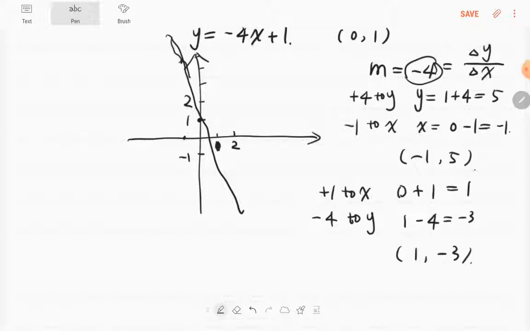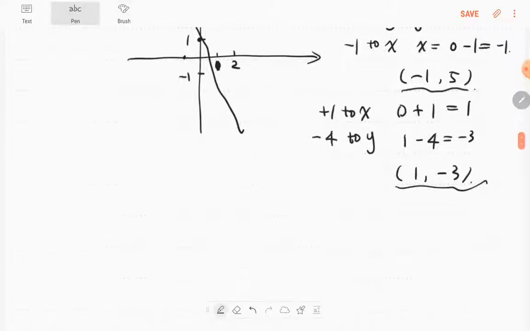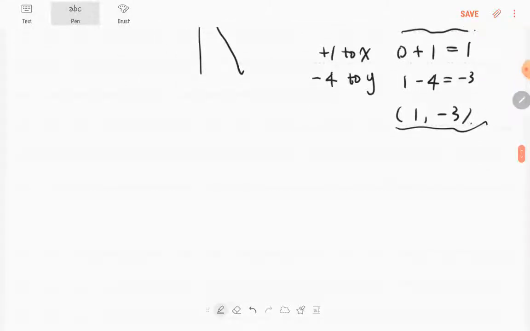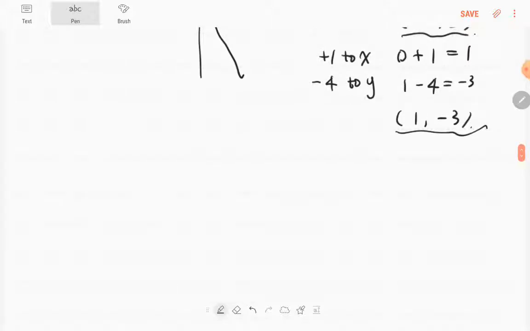So that's the same thing. It's not necessary to be this or this. Any point you want. But make sure every time you increase 1 unit of x, you should decrease 4 units of y, because the slope tells us that. If you decrease x by 1 unit, you should increase y by 4 units. Okay? So we could use the intercept and the slope to help us draw the line.